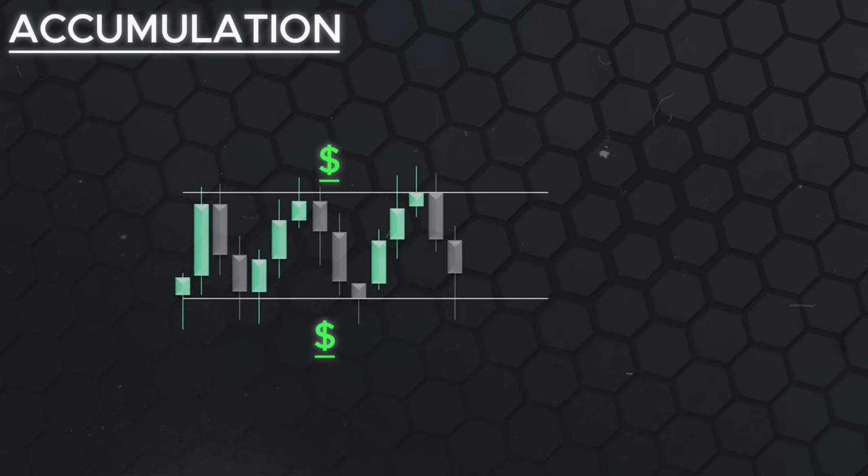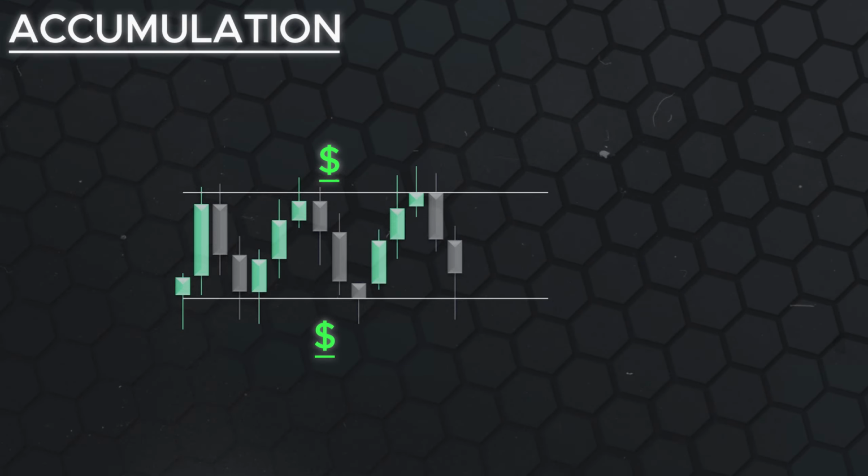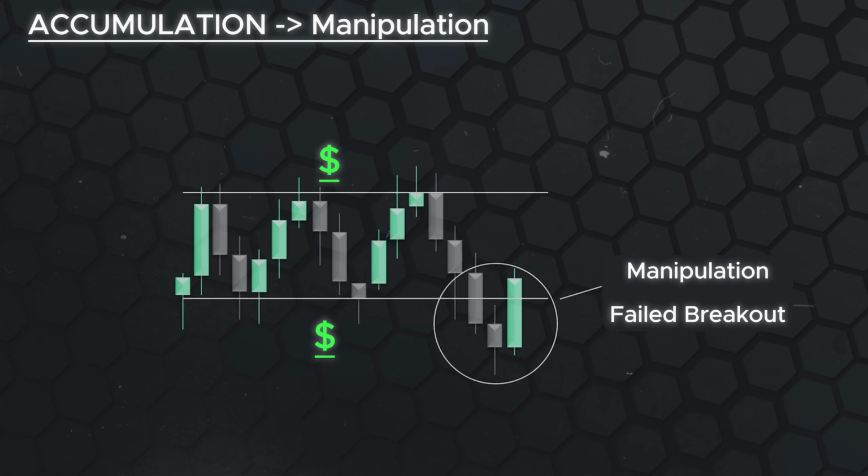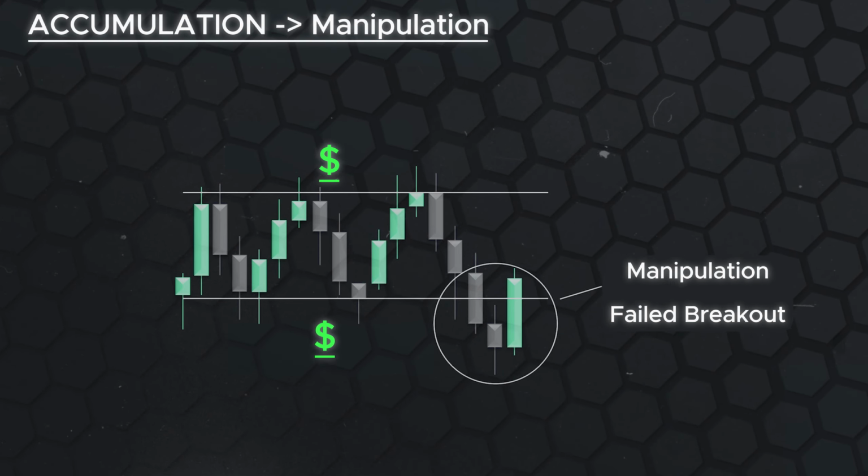The manipulation phase, on the other hand, refers to a situation where the accumulation phase is followed by a failed breakout, also known as a fakeout. So, what is a fakeout?